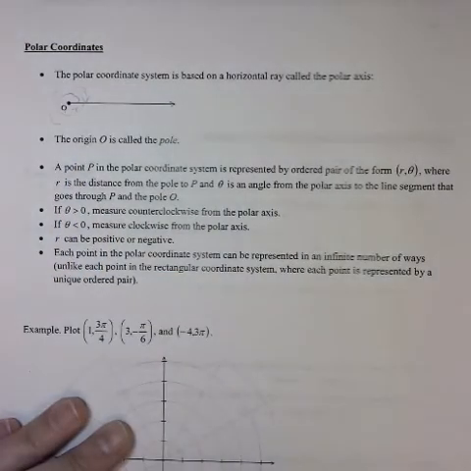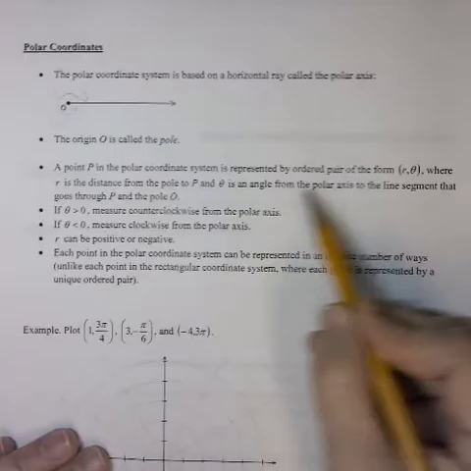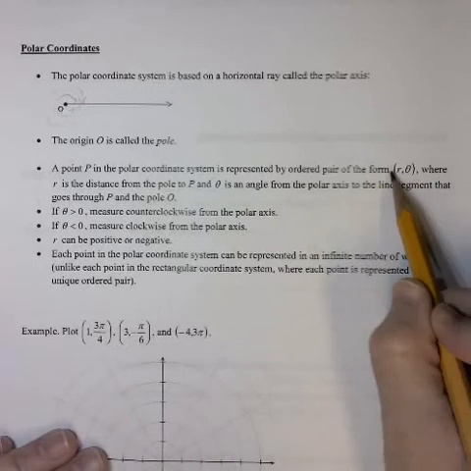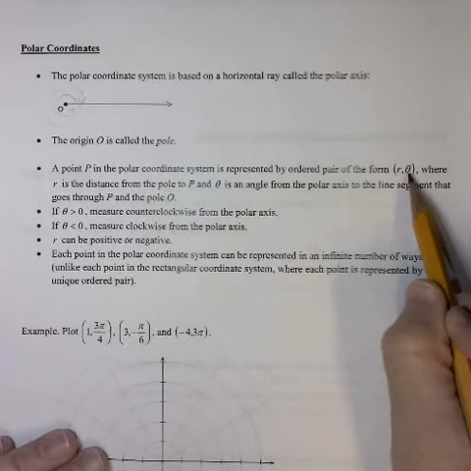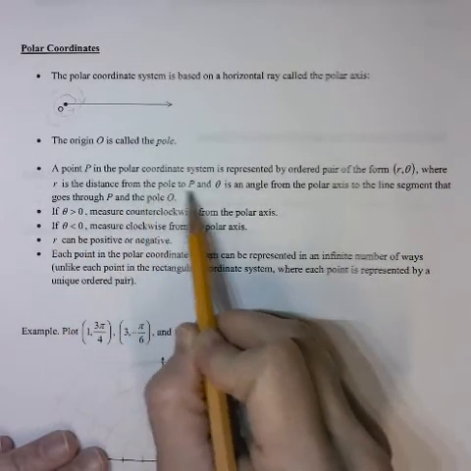And so a point in the polar coordinate system is based on this angle theta and then a radius r. And the point is denoted in this order. R is first and then theta is second. So (r, theta). And r is the distance from the pole.